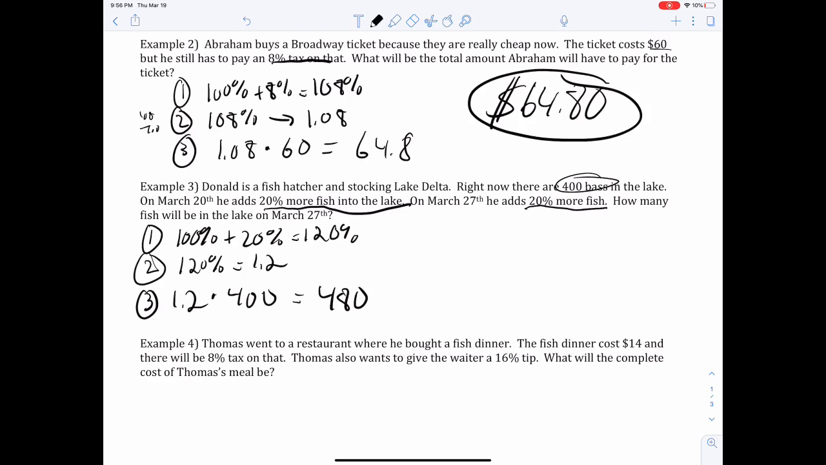So on March 20th, there's going to be 480 fish in the lake. That is on March 20th. Okay, what does he do on March 27th? Does he go fishing? No. He adds 20% more fish. So he's going to add 20% more of that amount. He's going to take 20% of that, not their 400. No, not that. He's going to take 20% more of what's already there.